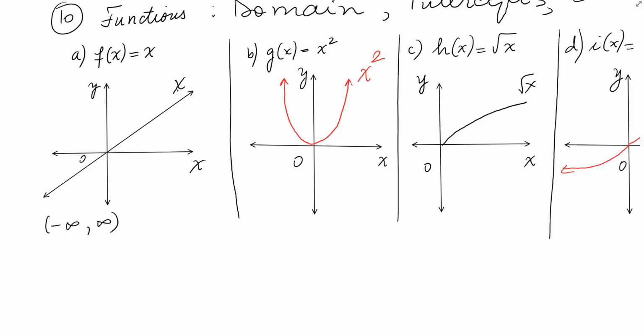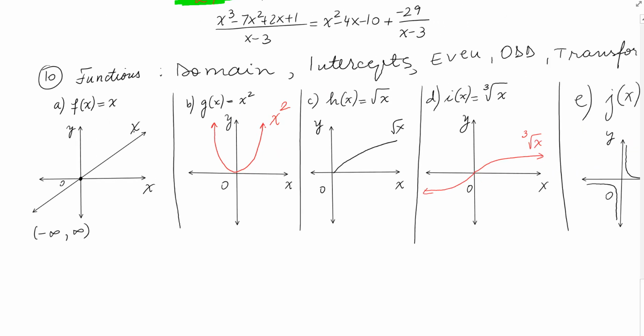Now this is the type of function that is called polynomial. So for a polynomial function, this is the domain all the time. Now the intercepts, we notice that this graph intersects the x-axis at the origin and the y-axis at the origin as well. So the x-intercept is at 0, 0, and the y-intercept at 0, 0 as well.